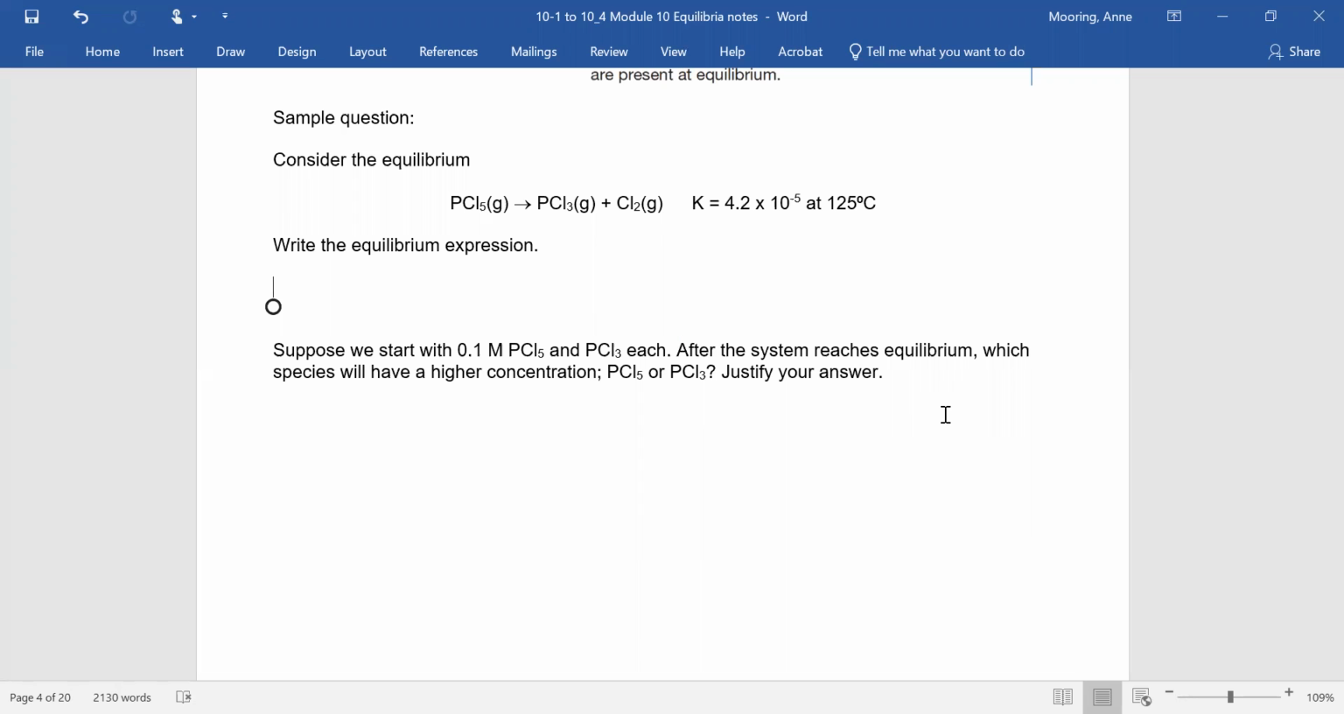Since they haven't told us whether it is a gas or whether we want to express it in molarity, we can do either one. So we're fine with writing that Kc is equal to the concentration of PCl3 times the concentration of the chlorine gas divided by the concentration of the phosphorus pentachloride. Notice, once again, think of this as products over reactants.